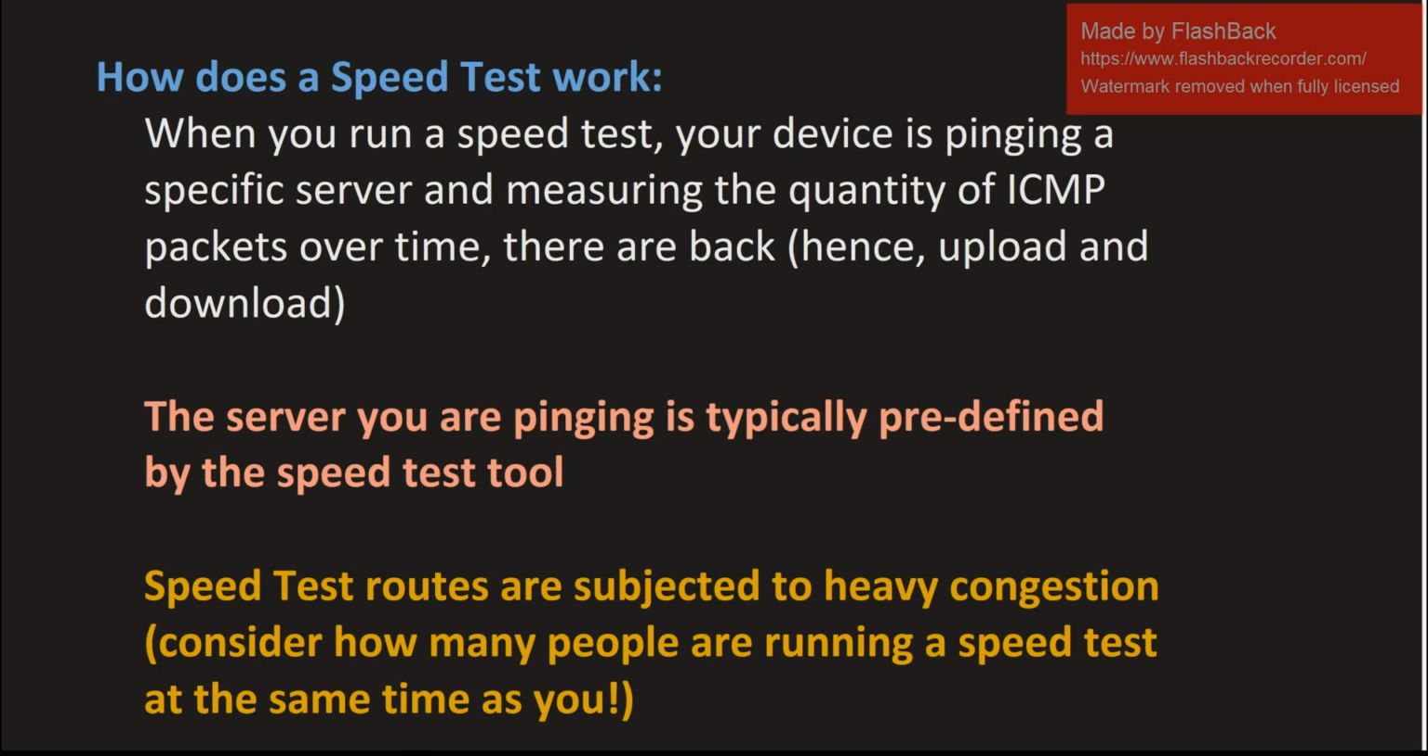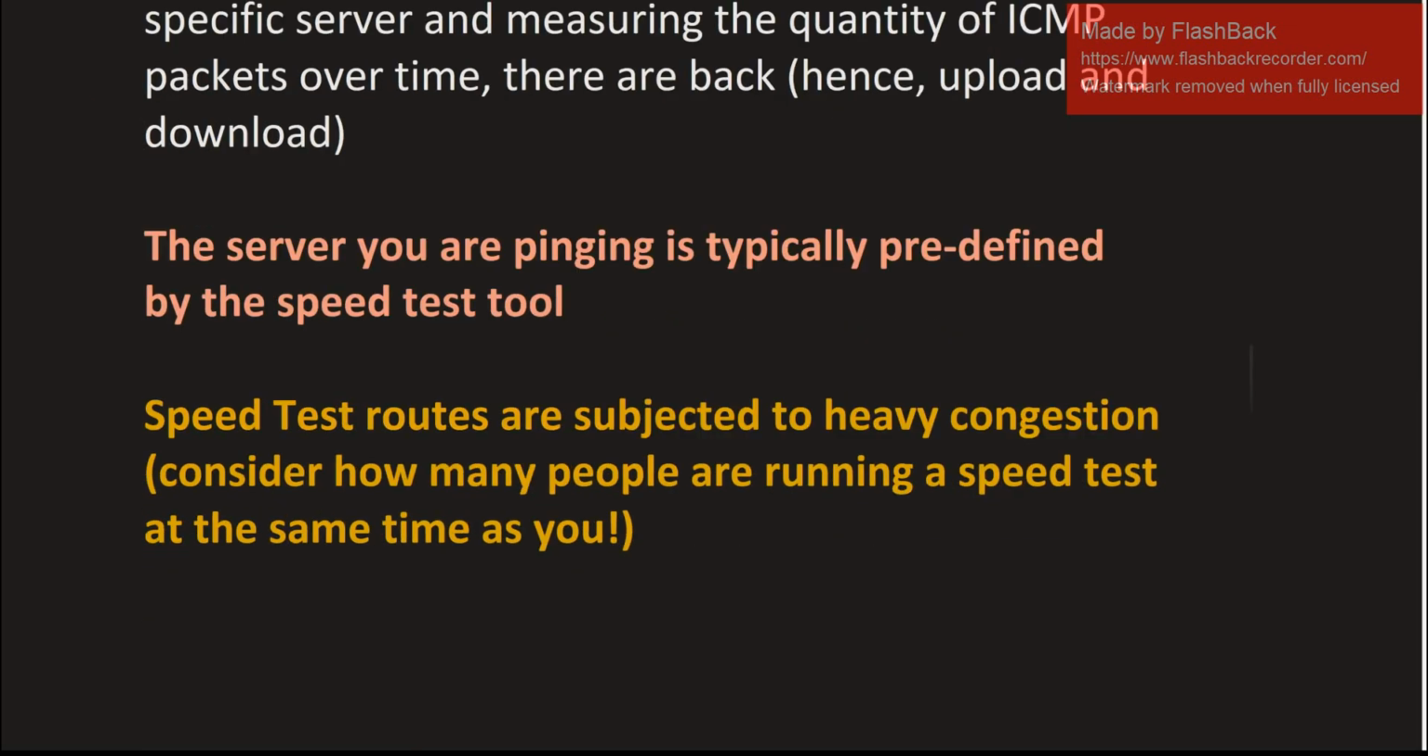And the third thing, which is probably the most important concept here: speed test routes are subjected to heavy congestion. Consider how many people are running a speed test at the same time as you, hitting the same server. So if that server is over congested and the path route to get to that server is over congested, you're going to get some pretty fluctuating numbers on your speed test.